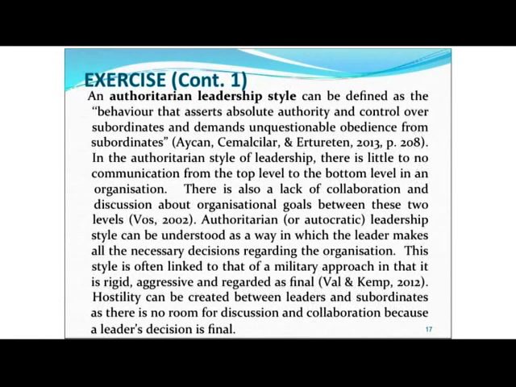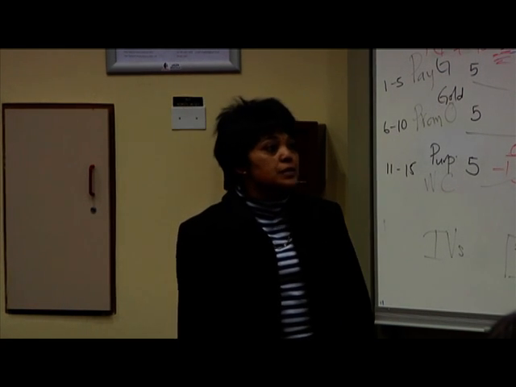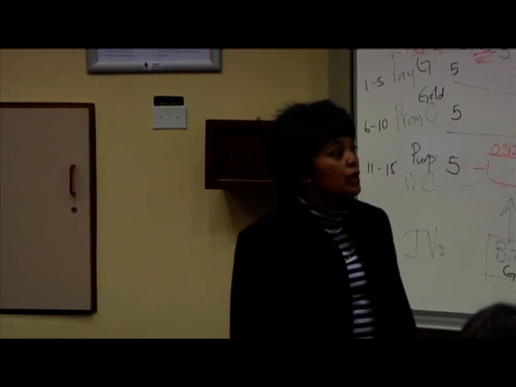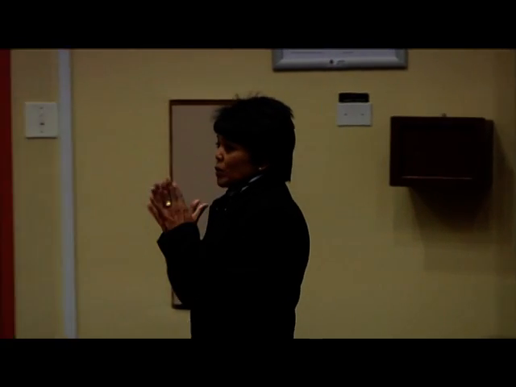Authoritarian or autocratic leadership style can be understood as a way in which the leader makes all the necessary decisions regarding the organization. This style is often linked to that of a military approach, in that it is rigid, aggressive, and regarded as tribal. Hostility can be created between leaders and subordinates, as there is no room for discussion and collaboration because a leader's decision is final. Now I've got that in one paragraph.